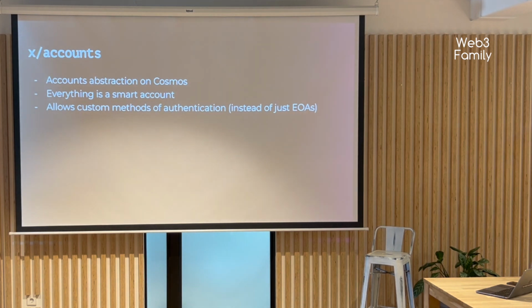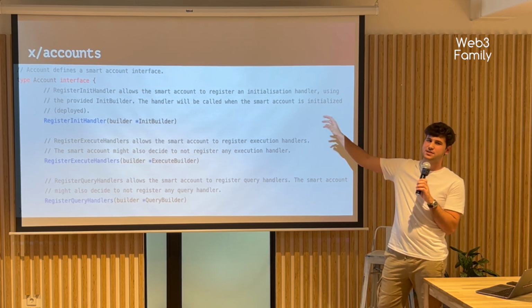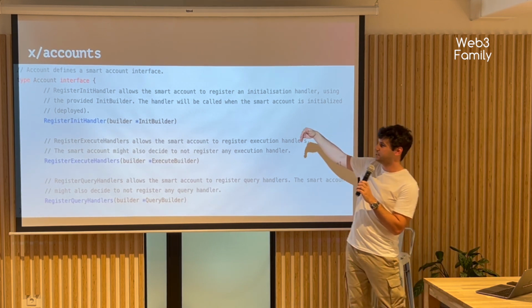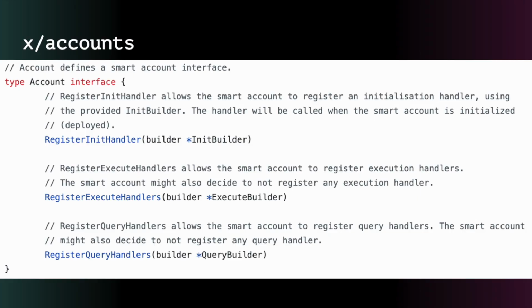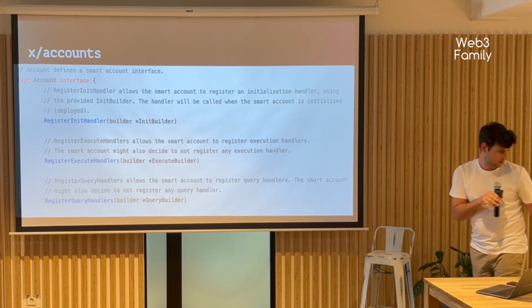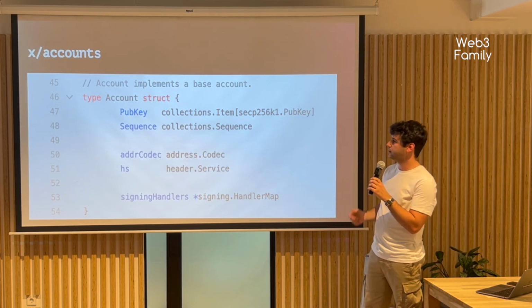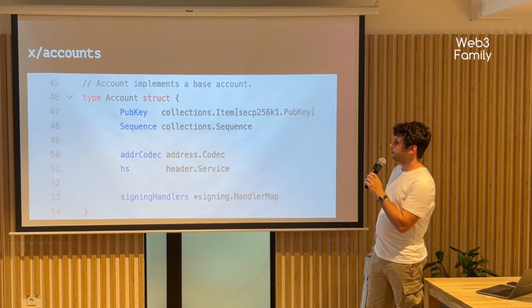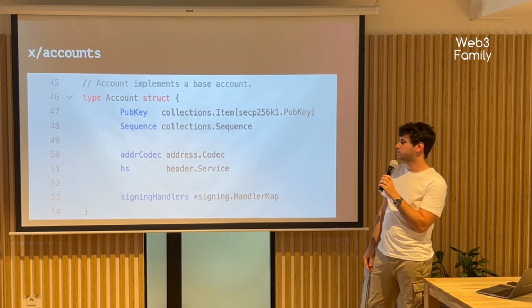I'm going to get a bit technical here, just for a sec. This is one of the basic interfaces of our accounts. We have an initialization handler, execution handler, and query handlers. So basically your account is going to be its own thing, with its own state and its own methods. An actual example is our base account that we have in the SDK. You have a pub key, which is just stored there, a sequence, and a bunch of helper methods that we have.